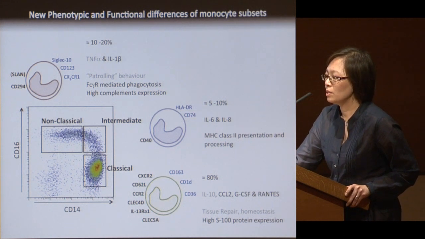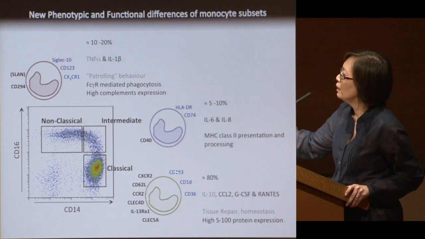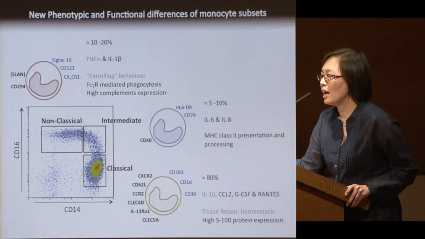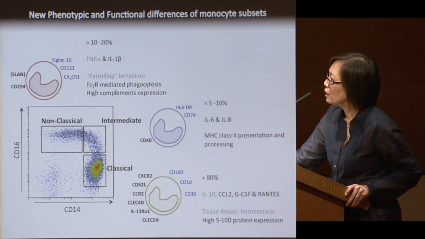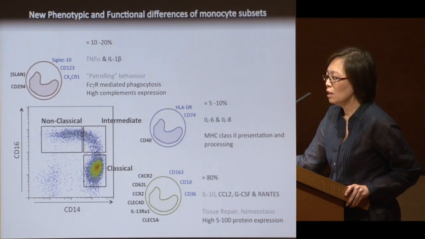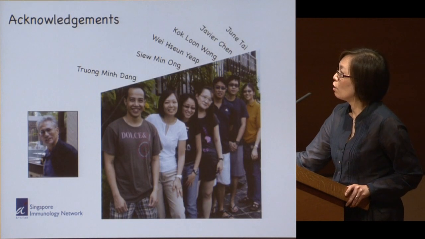And we also found new markers that are uniquely expressed on the classical, and some markers that are preferentially expressed at a higher level on the classical as well. We also notice that the classical monocyte, in response to LPS, besides making more IL-10, is also making more CCL2, GCSF, and RANTES.